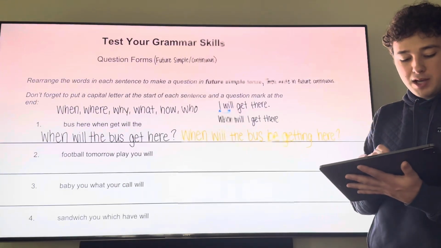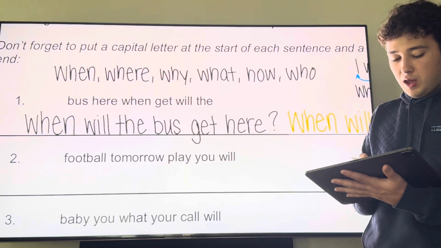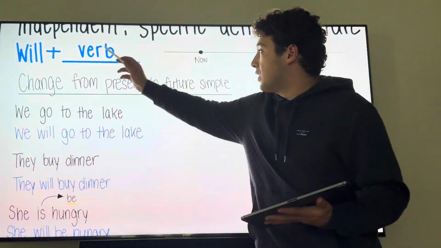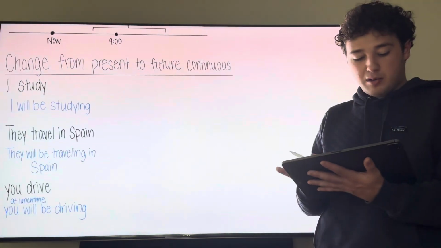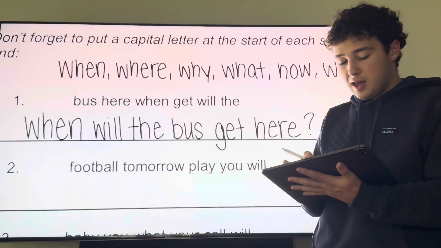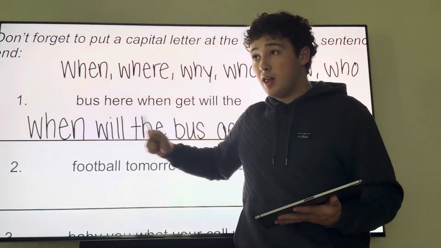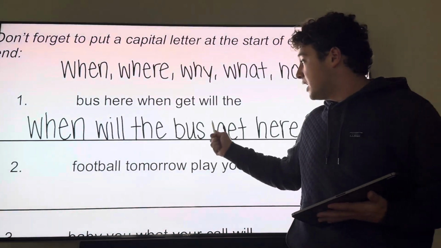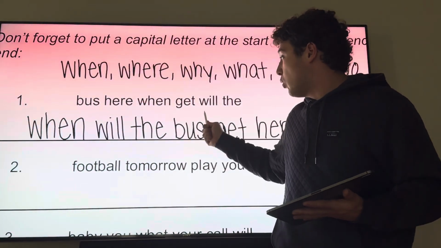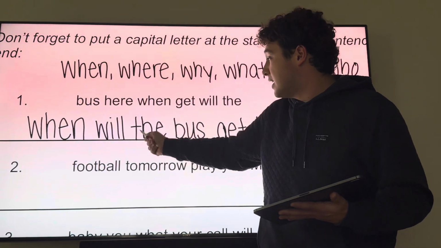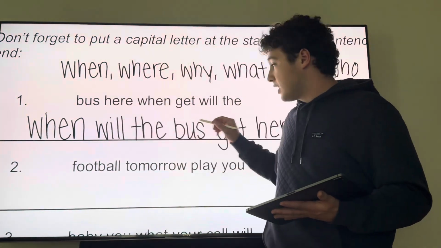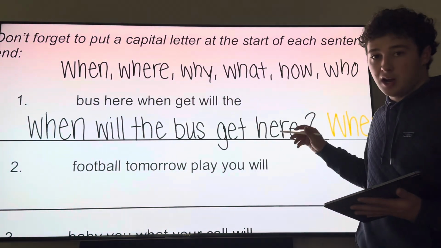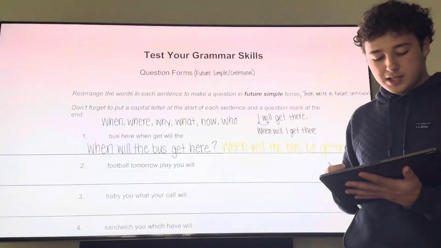Why does this matter? Because we learned above that the future simple, for example, is will plus verb. However, down here in these questions, you'll have to do the question word, then will, and then the verb has to go over here because you have to flip the order of the subject, the bus, it. It will get here. When will it get here? Flip the two. So let's do one more together.